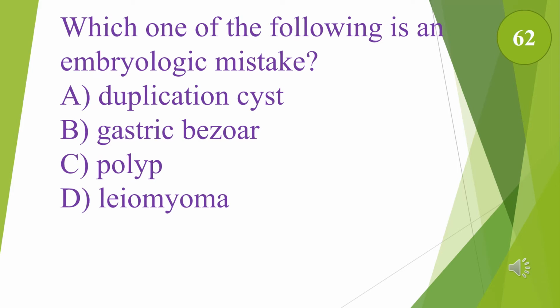Which one of the following is an embryologic mistake? A. Duplication cyst. B. Gastric bezoar. C. Polyp. D. Leiomyoma. The answer is A. Duplication cyst.